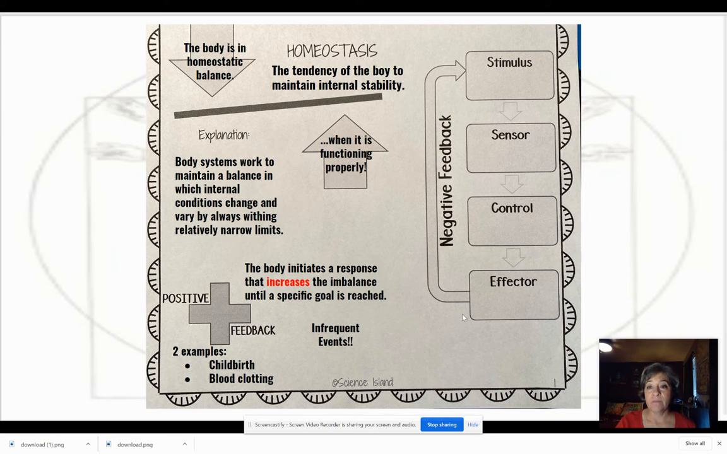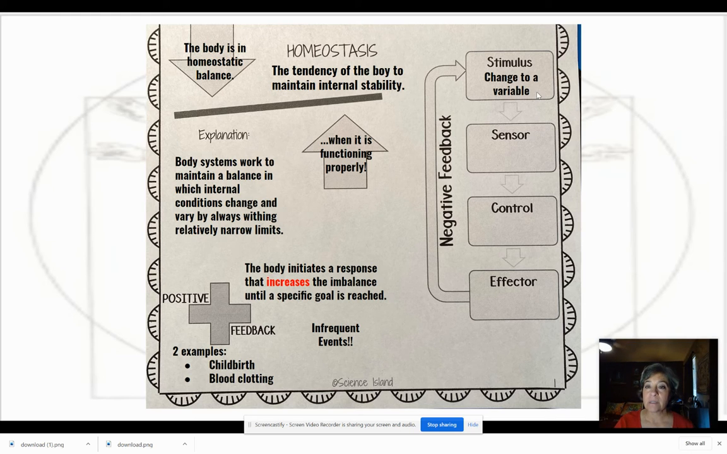The more common events fall under this negative feedback category. So let's look at the parts of that. There are 4 boxes here. These are the different components or parts of a negative feedback system. You have a stimulus, you have a sensor, you have a control, and then an effector. So we'll talk about each one of these, and then I'll provide an example to explain what those are.